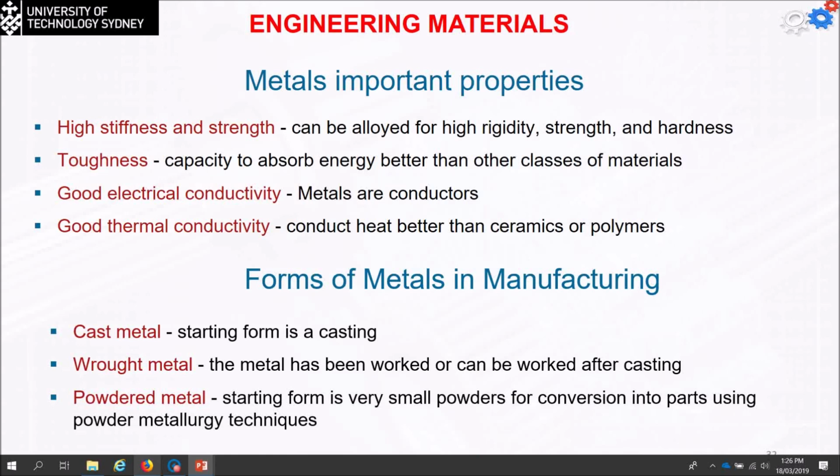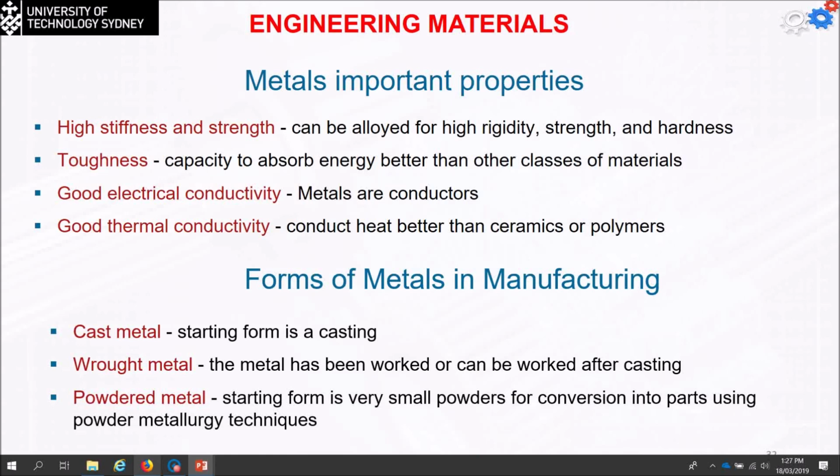So the cast metal's starting form is going to be the casting. Simply, I can bring the iron ore and the copper ore, mix them together, and melt them again to make a cast shape. Or I can do the wrought metal, where the metal is going to be worked after the casting process, for example, rolling to make metal sheets.